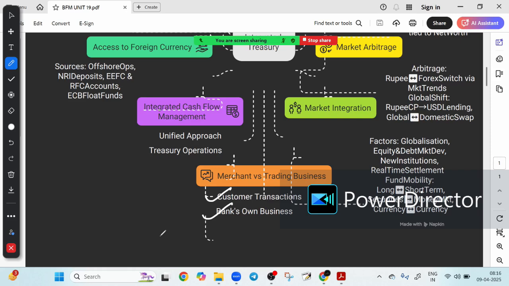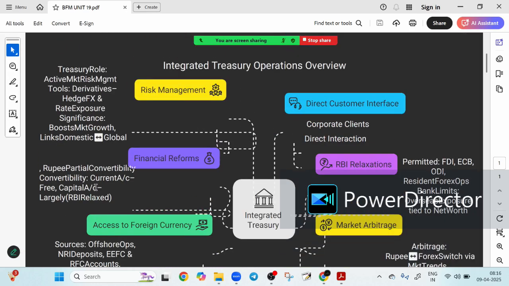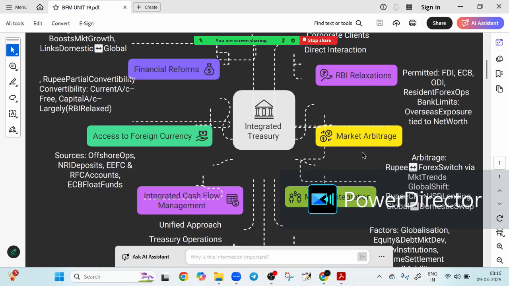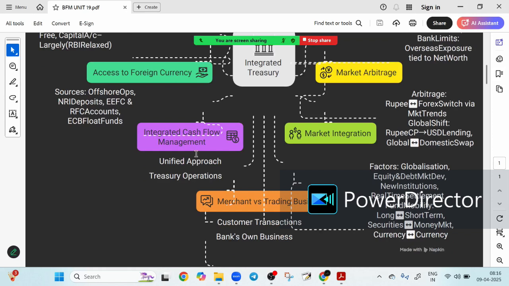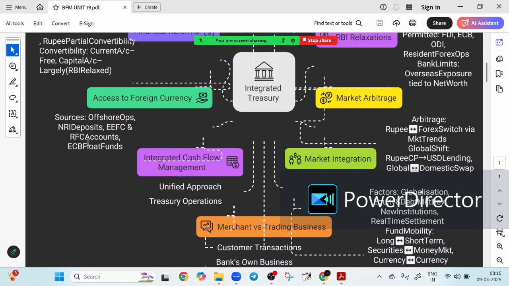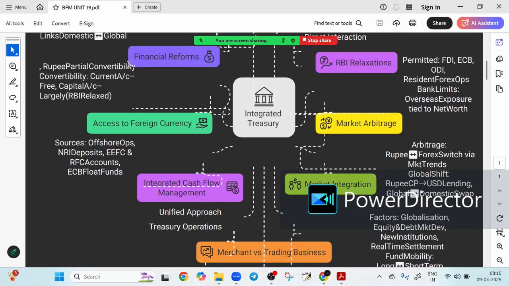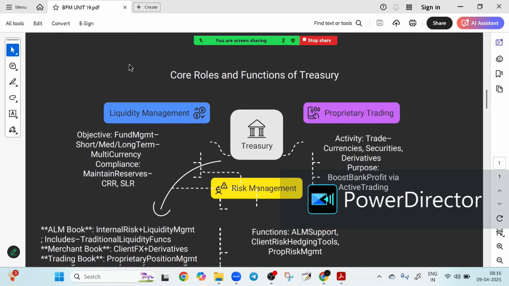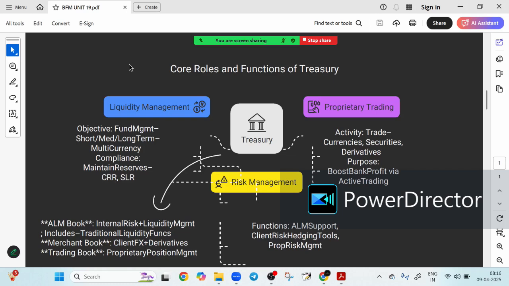So in a nutshell, the integrated treasury is not just a department, it is a dynamic, multi-dimensional engine driving modern banking. From managing risk to leveraging global markets, it ensures that the bank is not just surviving but thriving. You can see now the different types of functions it is performing. On the top left side we have seen the risk management. We have seen the arbitrage opportunity also someone can take help of, right? We have seen access to foreign currency, some sources I have told you, and financial reform is also playing a very important role. So that is all about the roles played by the treasury. Now friends, let's move to the next slide.